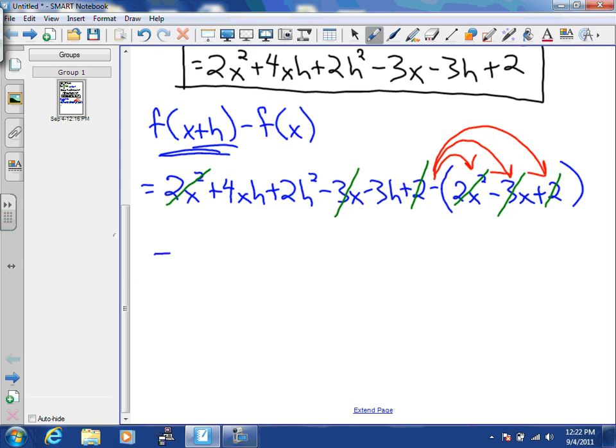So that leaves us with, let's put it in order here, 2h squared. Technically, we should start with higher exponents and go down to lower exponents. So I got that one. Let's see, what else is left? I have plus 4xh and then I have a minus 3h. And that's all I got. So this here is f of x plus h minus f of x.